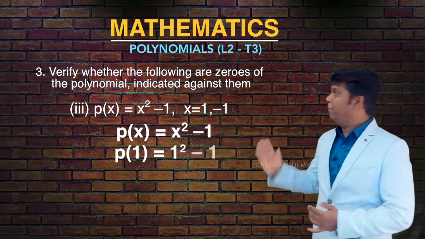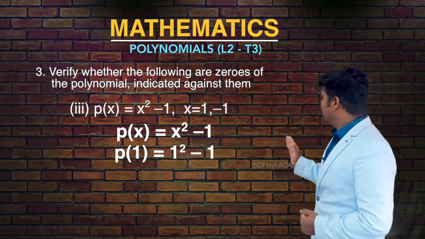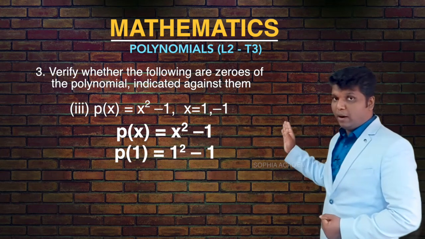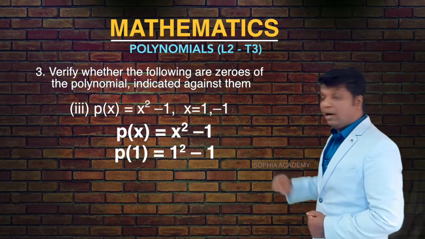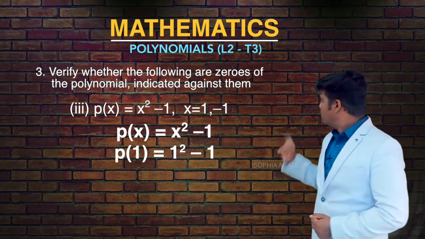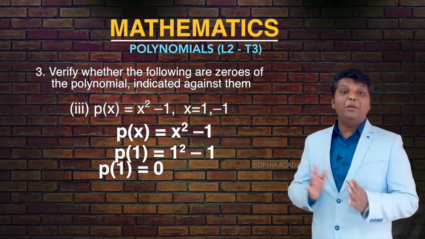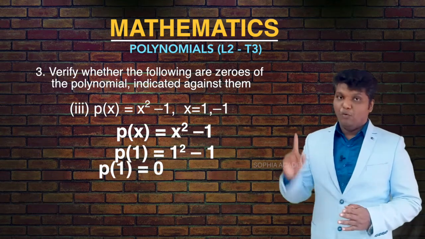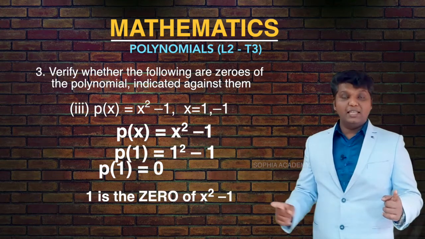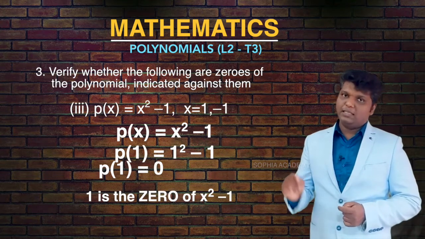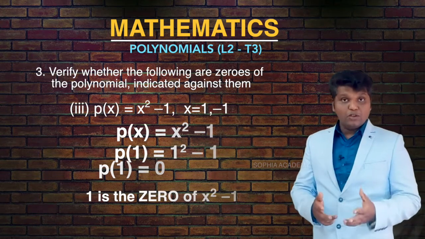So let us go for P of 1 first. P of 1 is equal to, instead of x we will substitute 1, right? 1 square minus 1. What is 1 square? It is 1 itself. So 1 minus 1. What is 1 minus 1? It's 0. So you got P of 1 as 0. So what will you say? 1 is a 0 of the given polynomial x square minus 1. That's all. Now let us go for the second one.